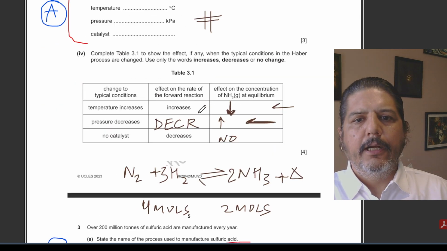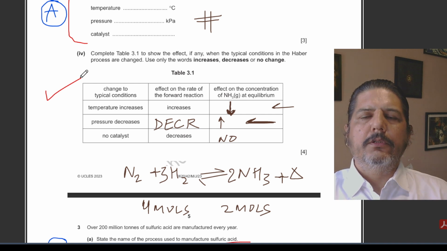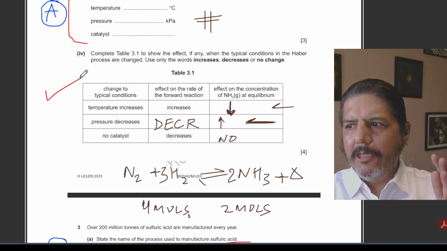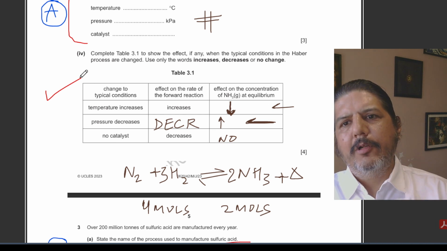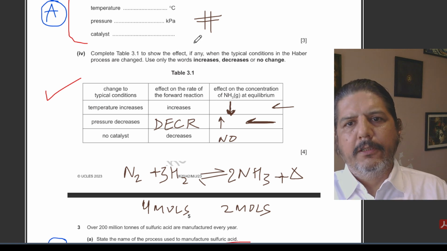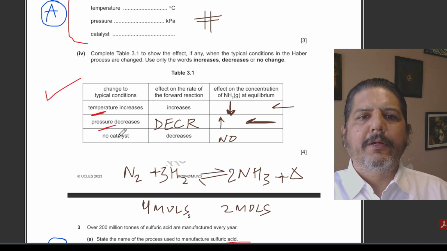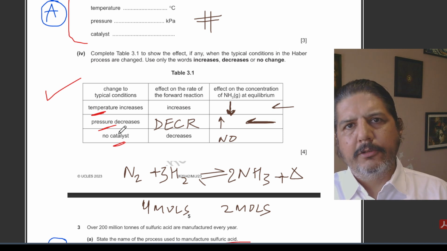Okay. And now here comes this typical question where, because both the manufacture of sulfuric acid and ammonia come under the chemical equilibrium chapter, a lot of questions are asked in terms of chemical equilibrium almost each year. So now, the typical question is they'll ask you the effect of temperature, pressure, or catalyst on the direction of the equilibrium, which direction it will shift.